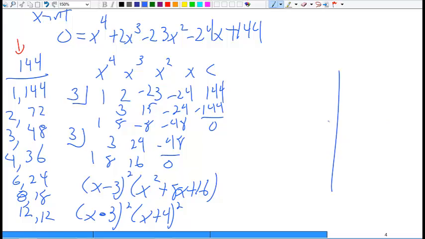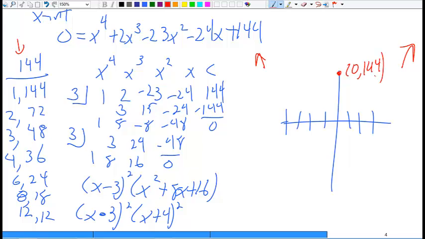So when I set up my sketch, I know it's got to cross the x-axis at positive 3 and at negative 4. I know it's got end behavior up in the first and the fourth. I also know way up here at 0, 144, it's got to cross the y-axis. I know because both of these are multiplicities of 2 that it bounces off the x-axis. Okay, so I can come in and connect these pieces together. Okay, it kind of looks like a W.